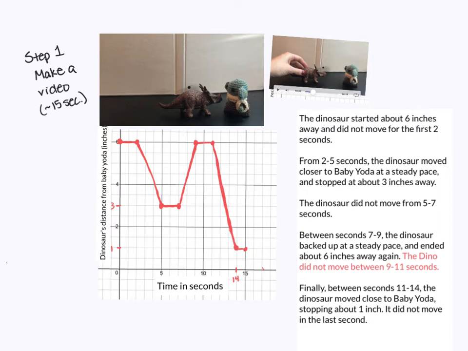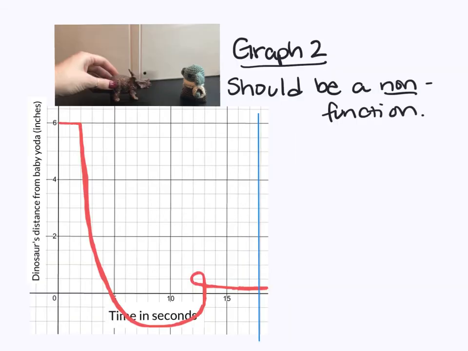That's the first part. The next thing you need to do is tell a story that is going to be completely ridiculous but having to do with this graph. So let's look at that. All right, so graph 2. And this one should be a non-function.